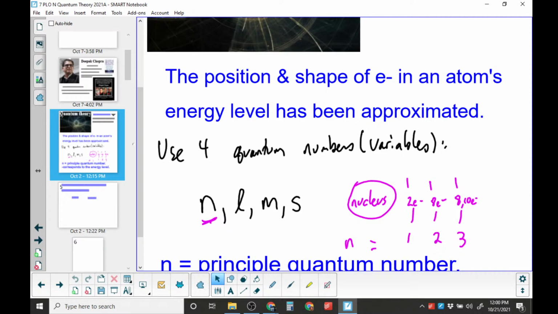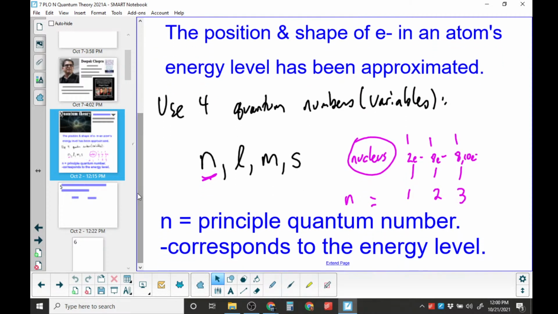But this is the first energy level, this is the second energy level, and if you squint really hard, this is the third energy level. We're going to go through what these mean. We're going to start with n. n then is 1, 2, and 3. And for that reason, it's known as the principal quantum number.